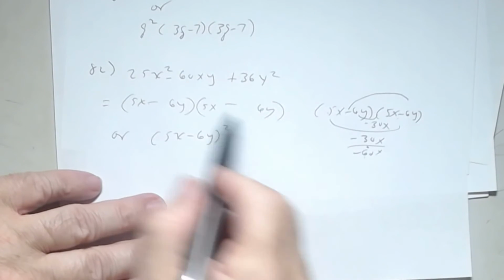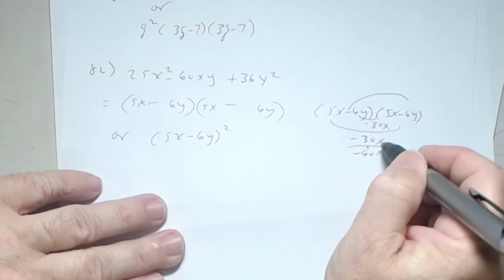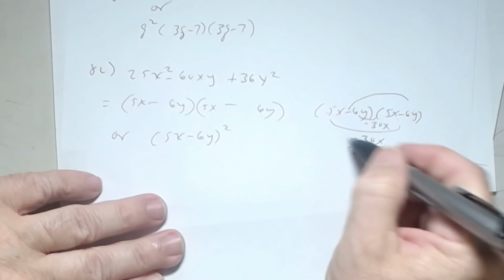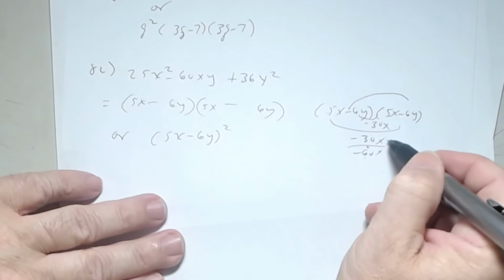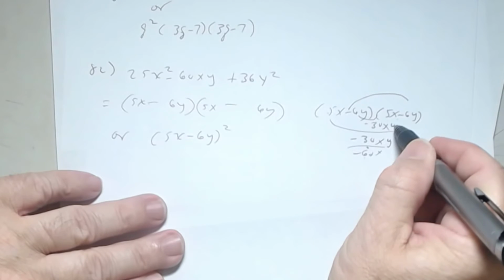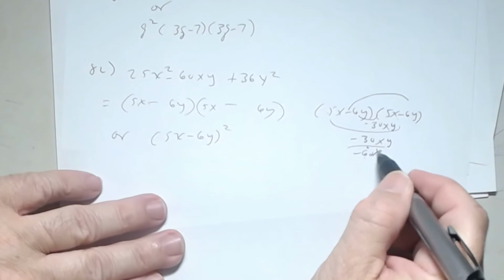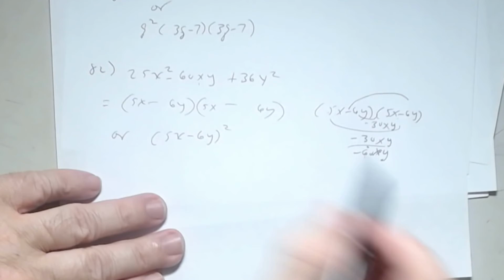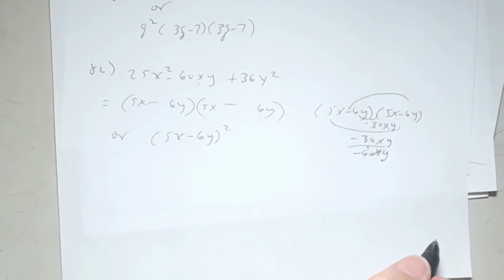So you have the negative 60x, sorry, this outer is incorrect. It's negative 30xy, and this is negative 30xy. When you add them up, you get a negative 60xy, which is what you wanted. Okay?